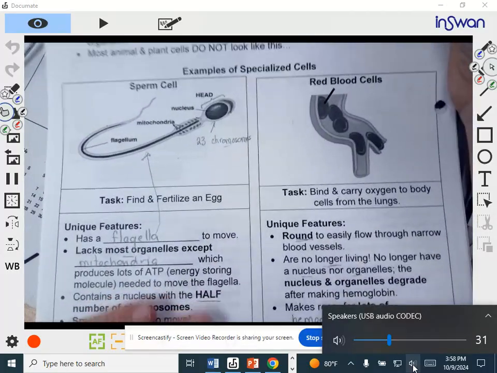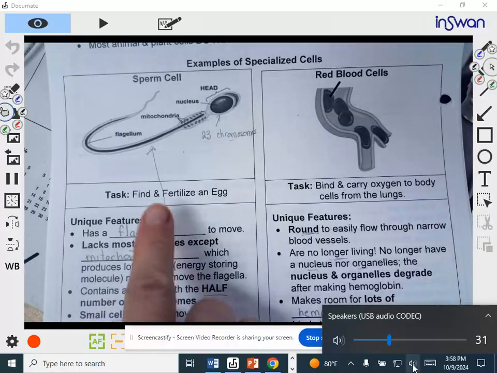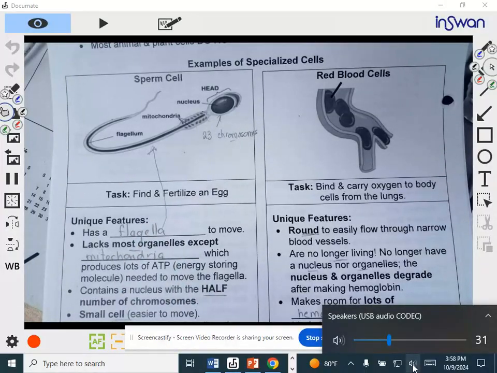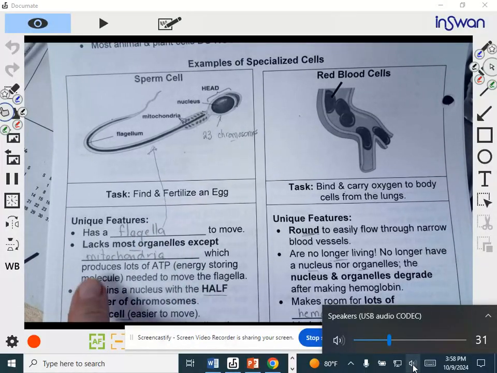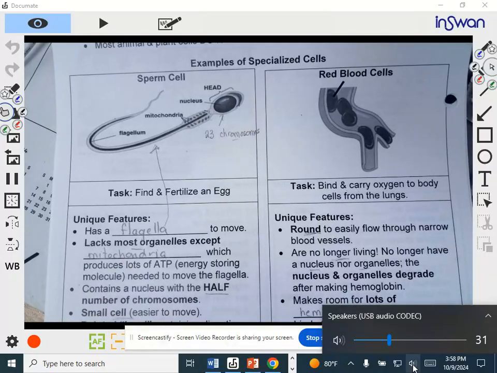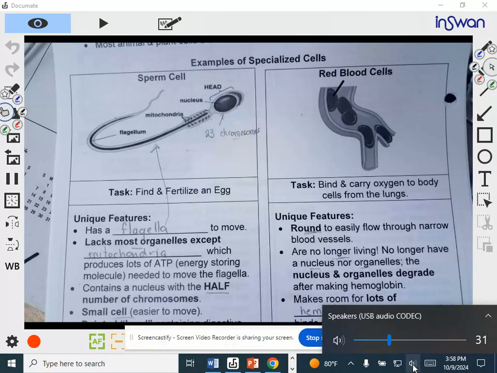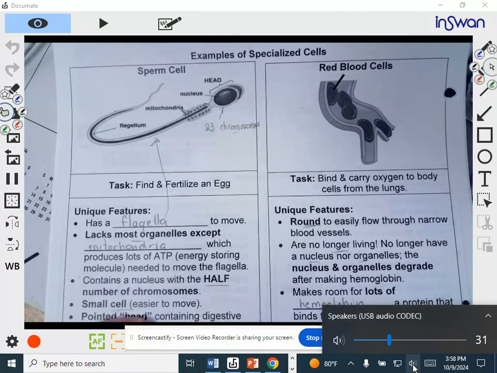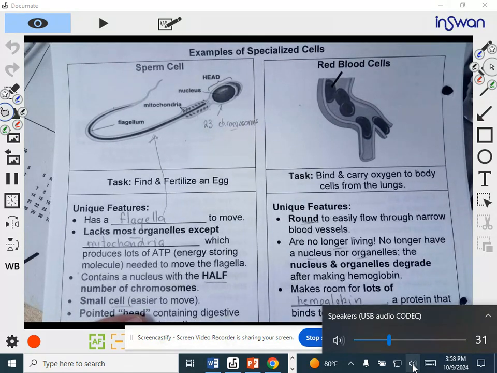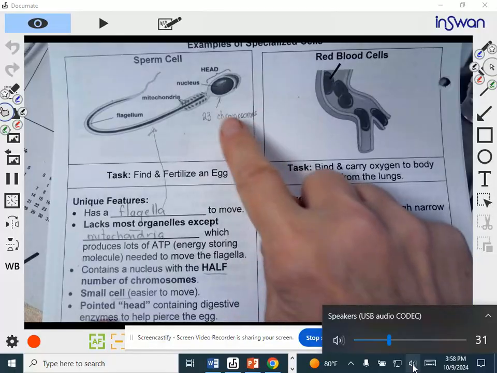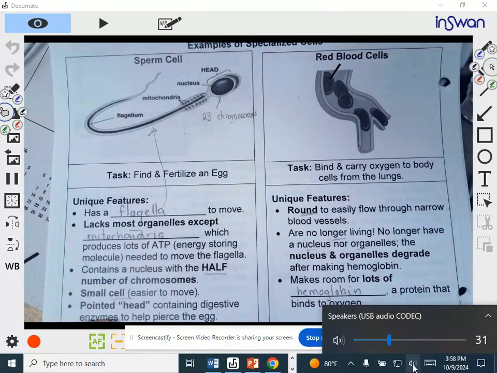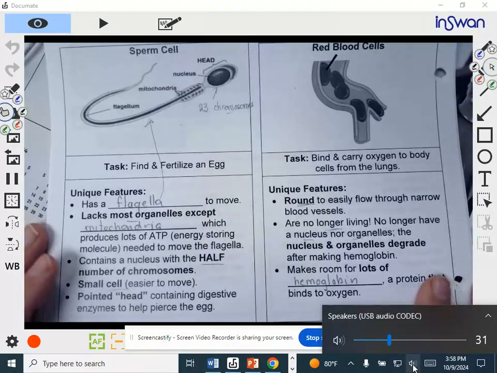So here are the unique features that I just mentioned. It has a long flagella, which is going to help it move. It doesn't have most organelles. It does have a lot of mitochondria for that ATP, the energy. The nucleus is going to be different. It's only going to have half the number of chromosomes in it. It's going to be much smaller, and you can also see that it has kind of a pointed head there, and that's going to help it move into the egg whenever it finally gets there.